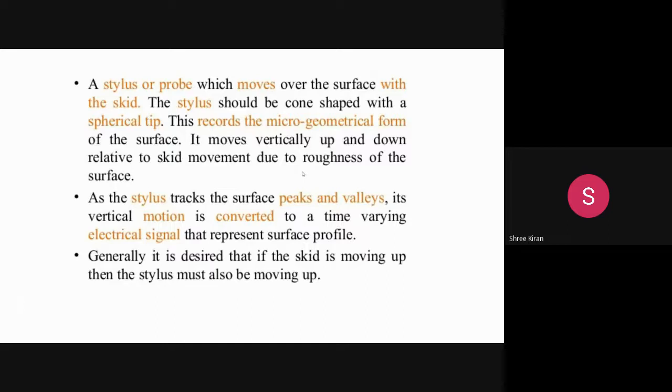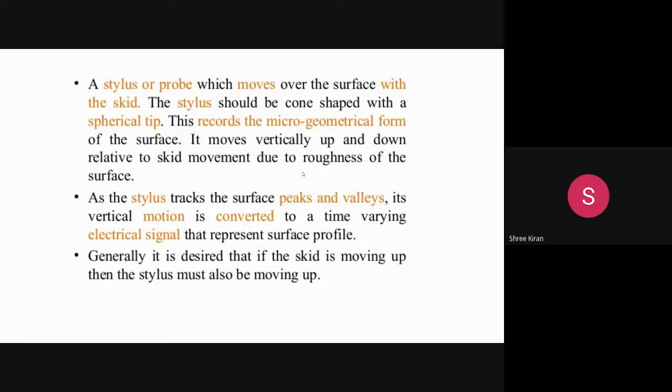So it mainly consists of a stylus or probe which moves over the surface with the skid, where the stylus should be cone shaped with a spherical tip. This records the microgeometrical form of the surface.